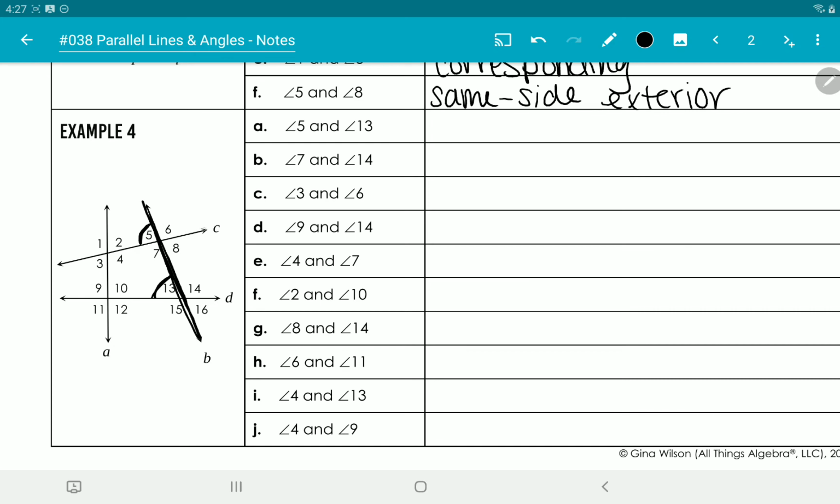Okay, so this one's on the exterior, and this one's on the interior. But again, you can kind of see they're both in the top left of their little intersection. So they're going to be corresponding because they're in the same position.